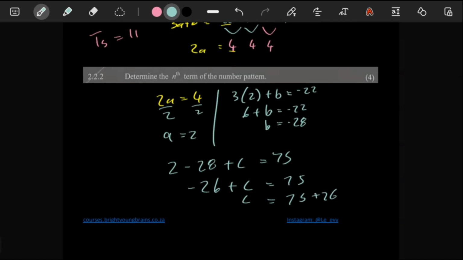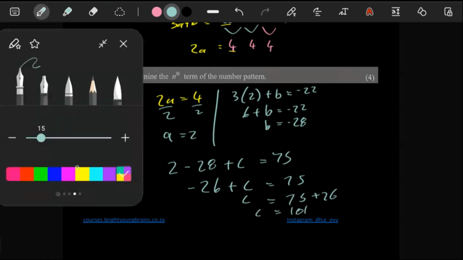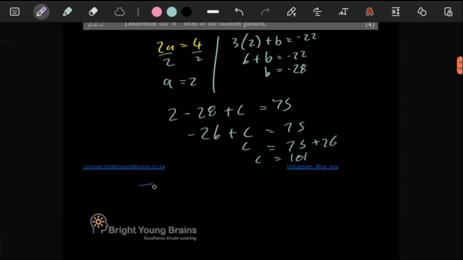75 plus 26, we get 101. Okay, so obviously when you get these answers, double check your formula by using one of the terms that you have. So for example, Tn here is equal to 2n squared plus bn plus c.